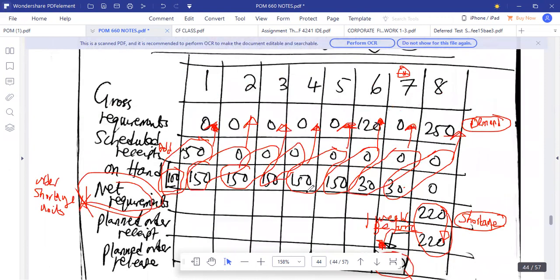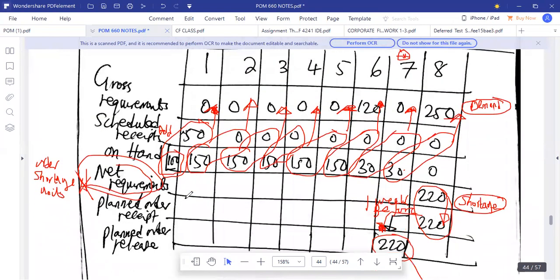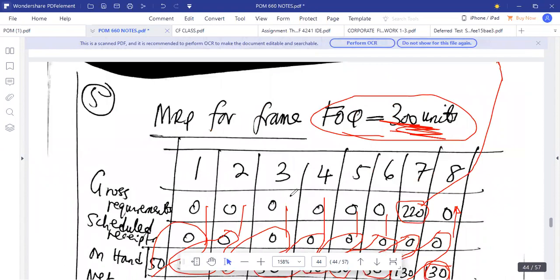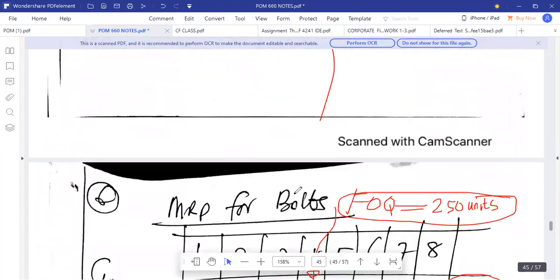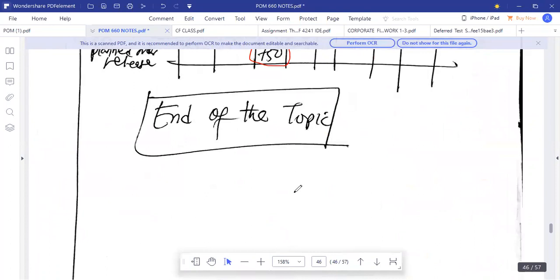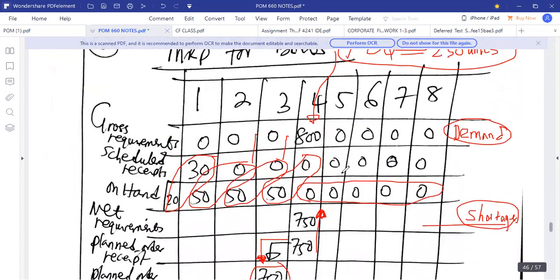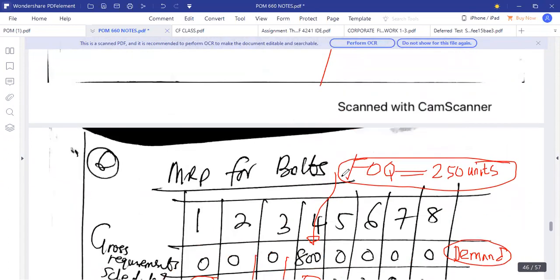Then we also get into the 6 components which I mentioned: gross requirements, scheduled receipts, on hand, net requirements, planned order receipt, and planned order release. Those are the 6 components that are involved in MRP. So this is what MRP is all about. We just need to get into other examples where you're going to understand it thoroughly. So for now, this marks the end of the topic, but we can now switch to the other topic, where I'm going to be very slow, which is inventory management.